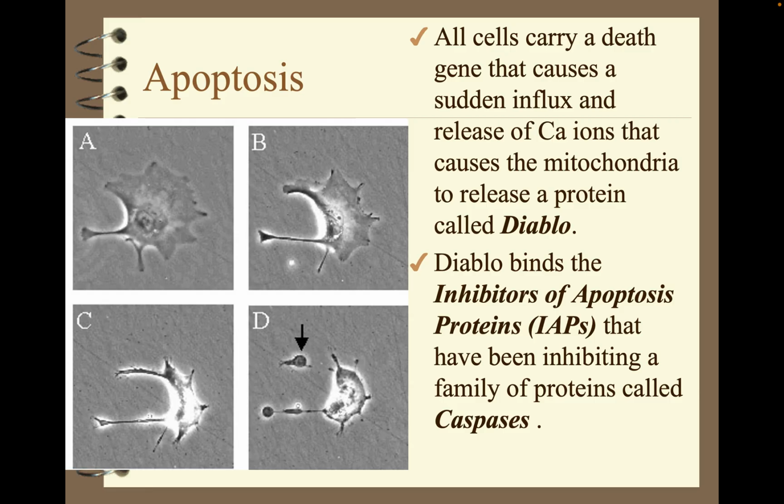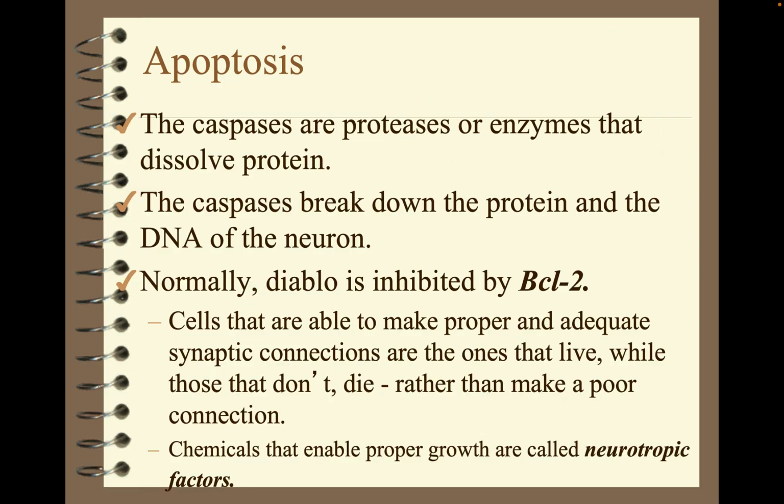All cells carry a death gene that causes a sudden influx and release of calcium ions that causes the mitochondria to release a protein called Diablo, which is Spanish, of course, for the devil. Diablo binds the inhibitors of apoptosis proteins, the IAPs, that have been inhibiting a family of proteins called caspases. The caspases are proteases, or enzymes that dissolve protein. The caspases break down the protein and the DNA of the neuron. Normally, Diablo is inhibited by BCL2.